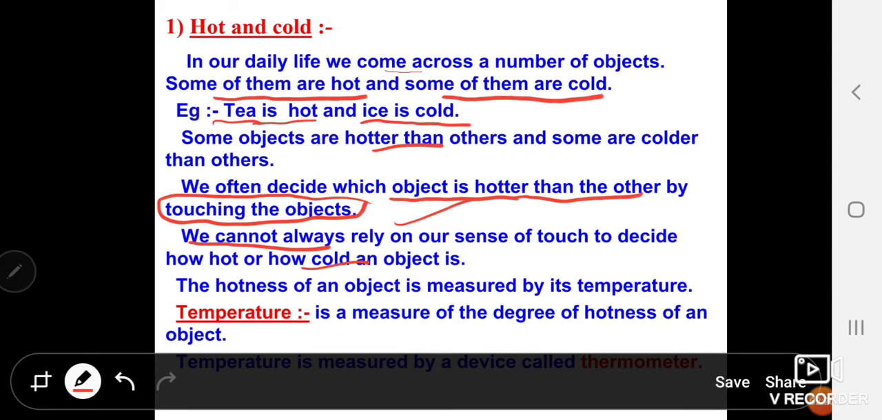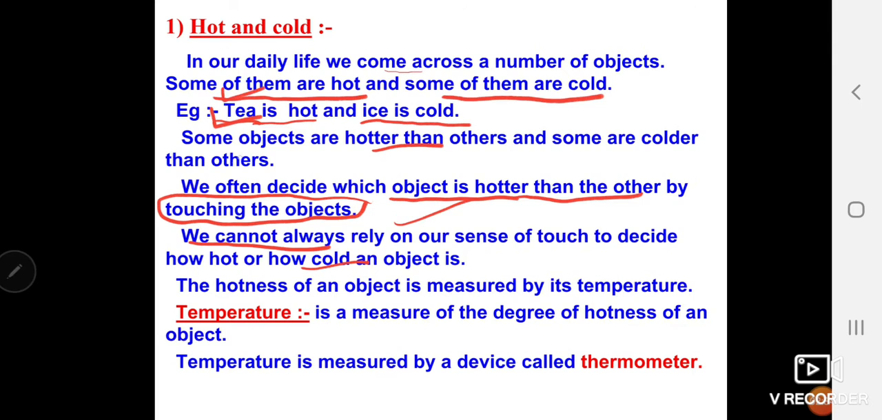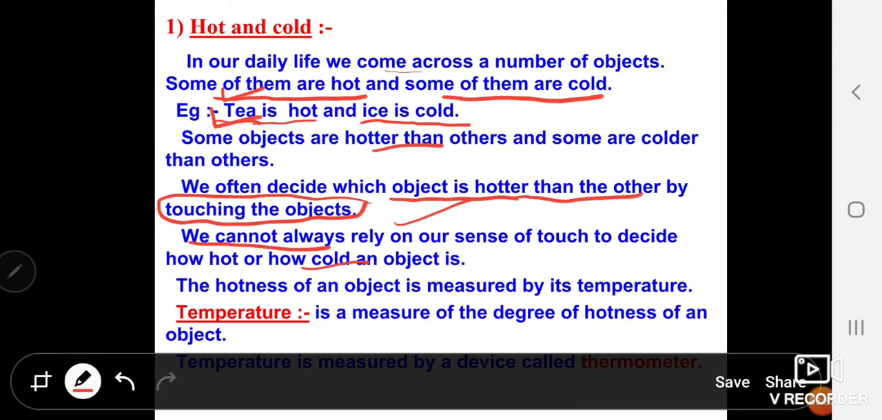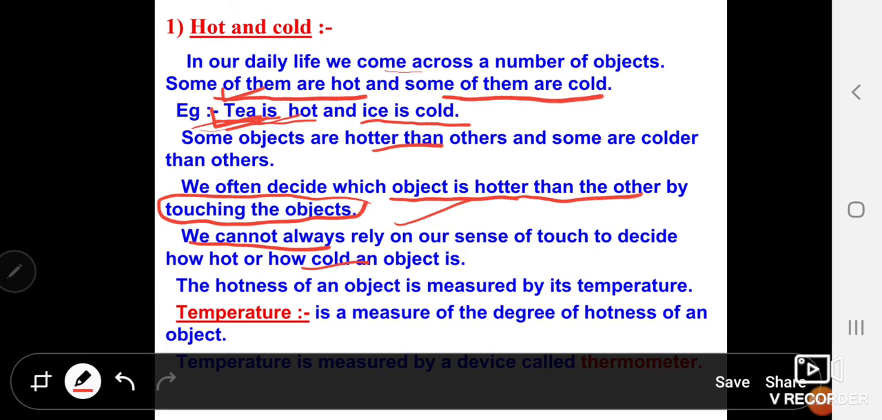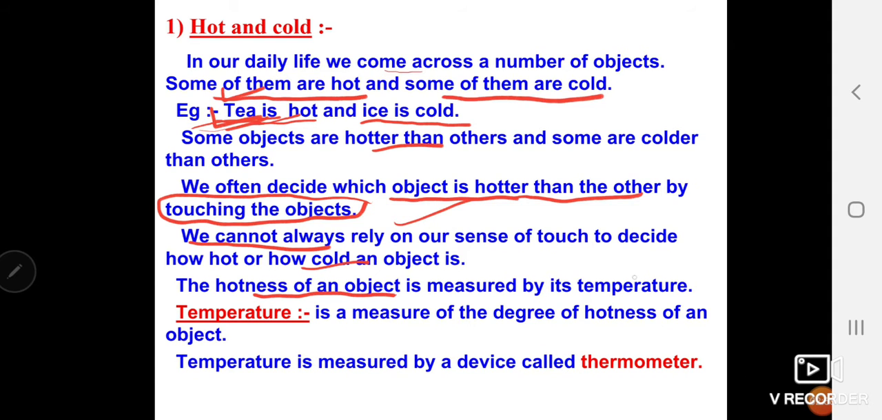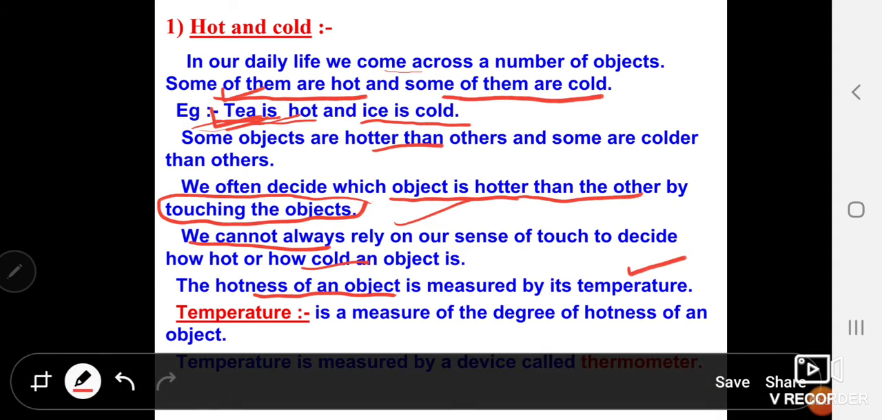Then how is it easy to calculate the amount of heat present in a particular substance? For example, tea, I gave the example. We can find out just by touching the tea that the tea is hot, but we cannot accurately say how hot it is, in the sense whether it is 50 degrees Celsius or 70 degrees Celsius. We cannot estimate just by touching. So because of this reason, we measure the hotness of an object through the concept of temperature.